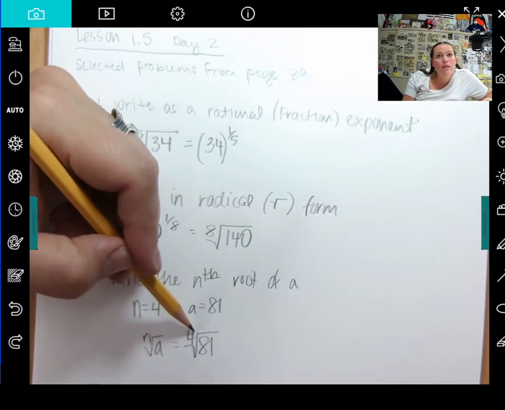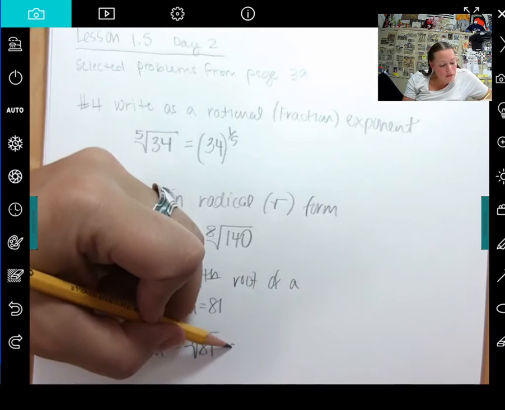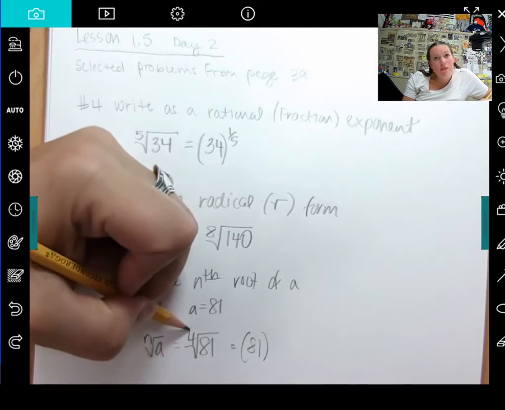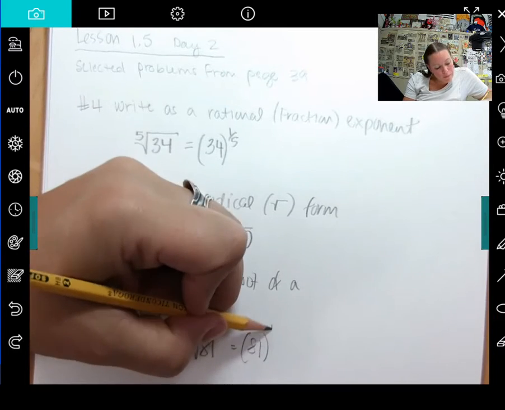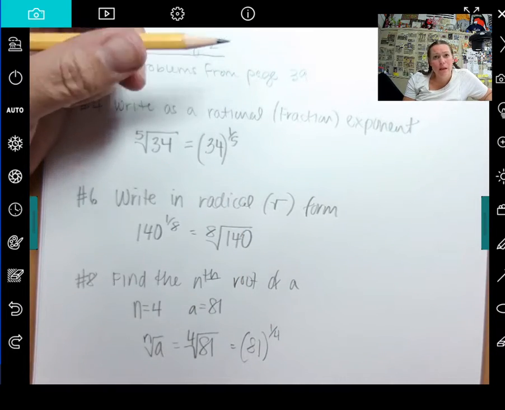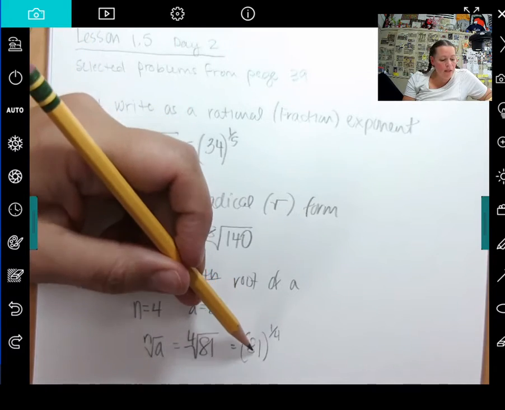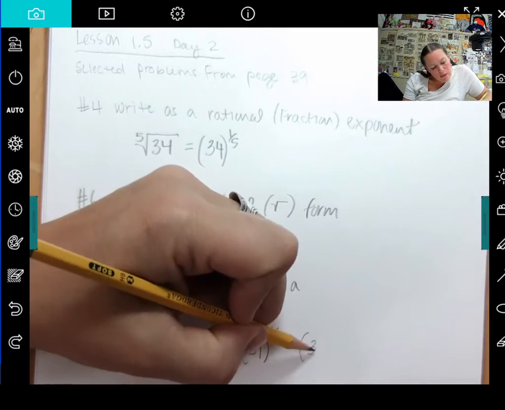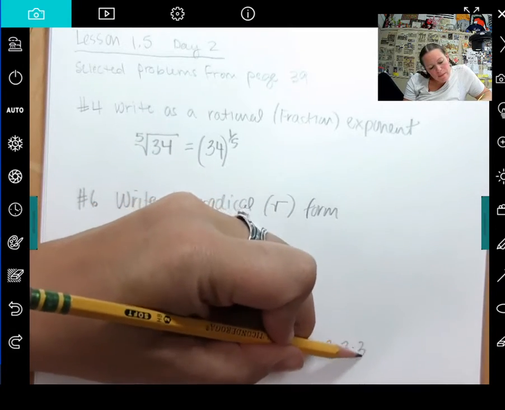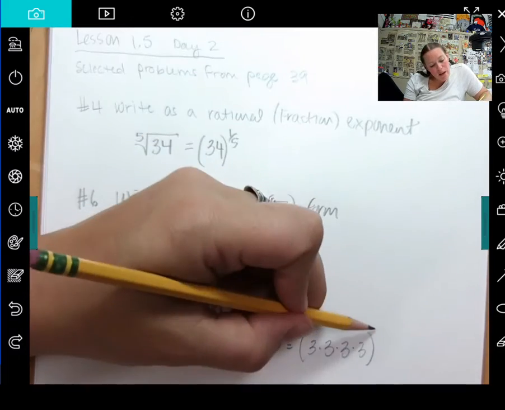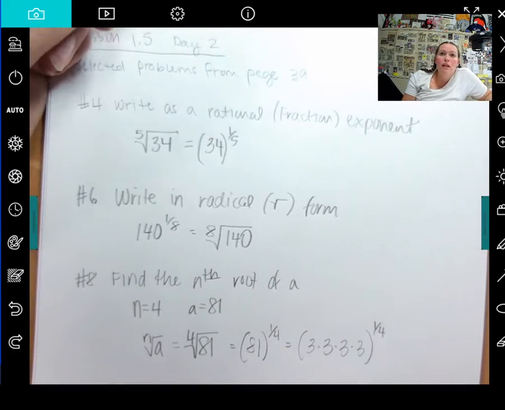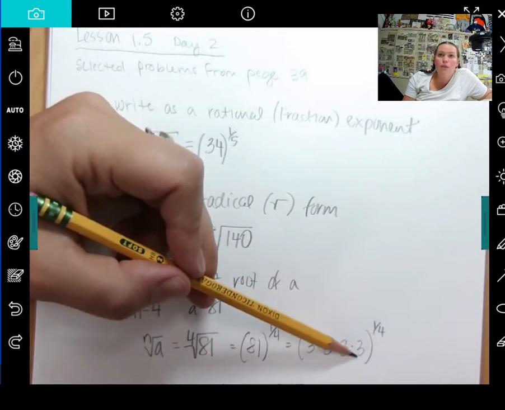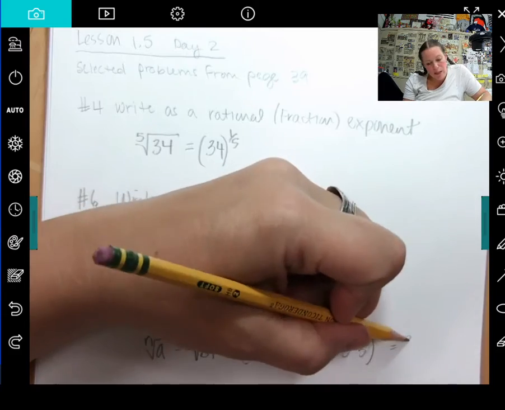So this number always goes in the denominator of the fraction. So 81 is our base. I would put that in parentheses. And then our fraction would just be 1/4. So now I want to see what number times itself 4 times gives me 81. And I believe that 3 times 3 times 3 times 3 gives us that value. And then the number on top tells me how many of those to multiply. So I'm going to multiply one of those, so my answer is just 3.